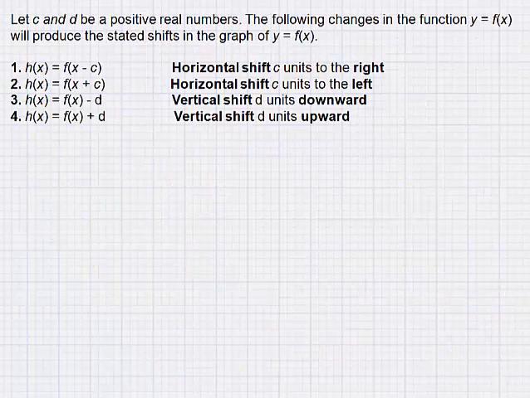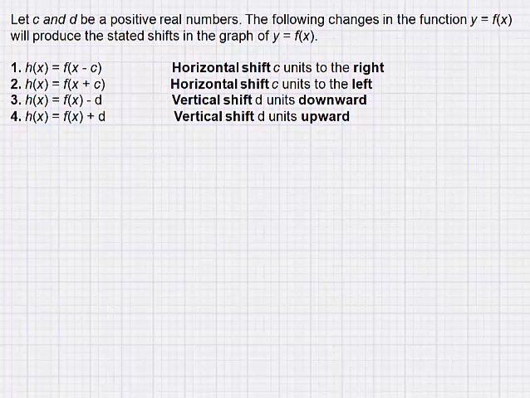So here are our general rules. If we look at this and say, okay, here's our function. We look at these values, C and D. C and D are positive real numbers. These are going to be the things that I use to change my function. So if I add or subtract C or add or subtract D, how's that going to affect the overall graph?